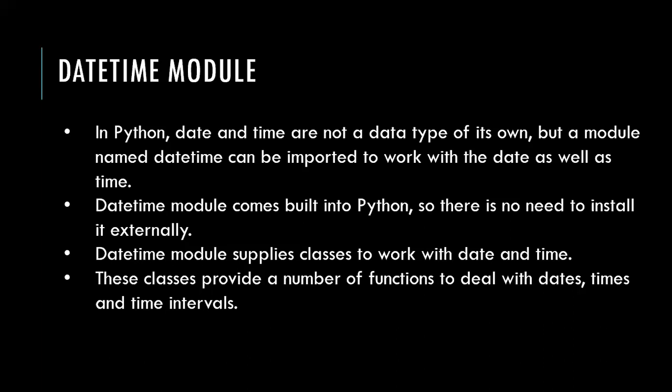So the datetime module comes built into Python, so there is no need to install it externally. Yes, already it is there, we have seen that. The datetime module supplies classes to work with date and time. So it will supply the classes to work with your date and time functionalities, and these classes provide a number of functions to deal with dates, times, and time intervals. Of course that we are going to see now, what are all the classes, right?